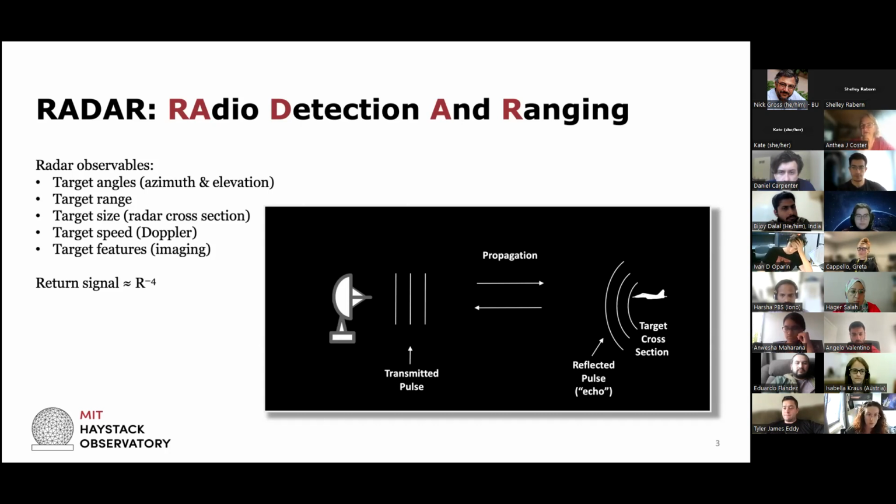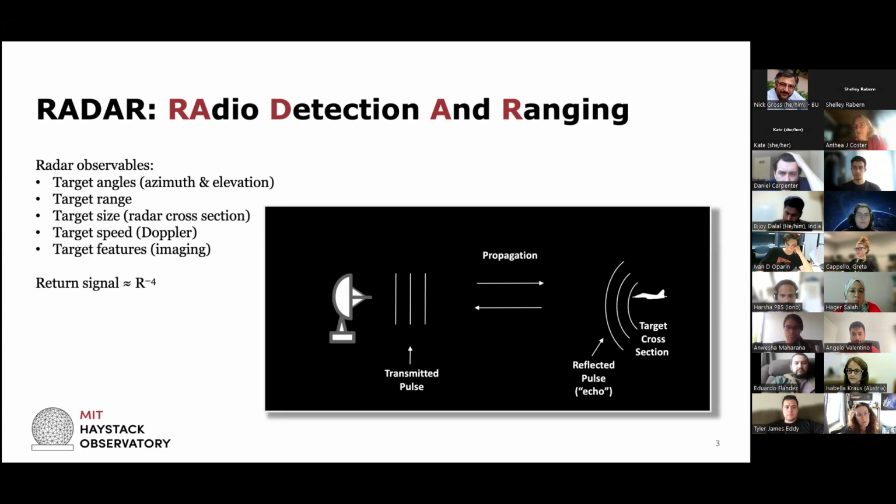Typically, you have a radar on the ground and you send out a signal. It propagates to a target. Normally, we're just looking at a target, and that target then propagates information back. And the return signal goes as r to the -4, right? So that's the range, 1 over the range to the 4th. So the further you are away, the weaker your signal. And remember, everything is signal to noise.